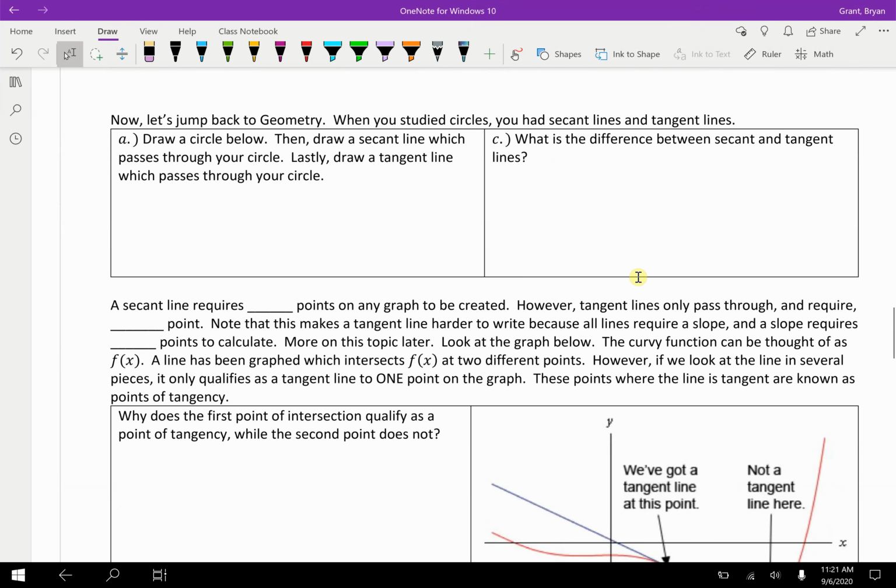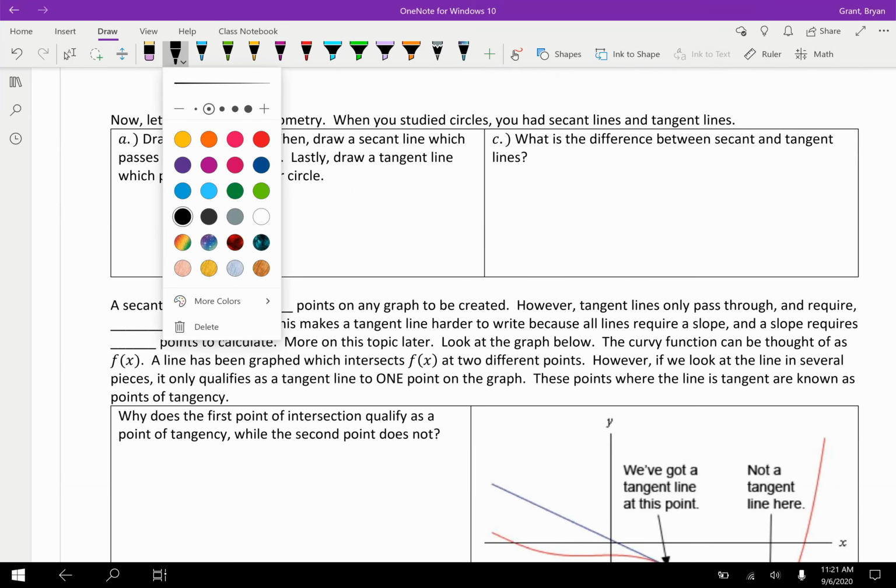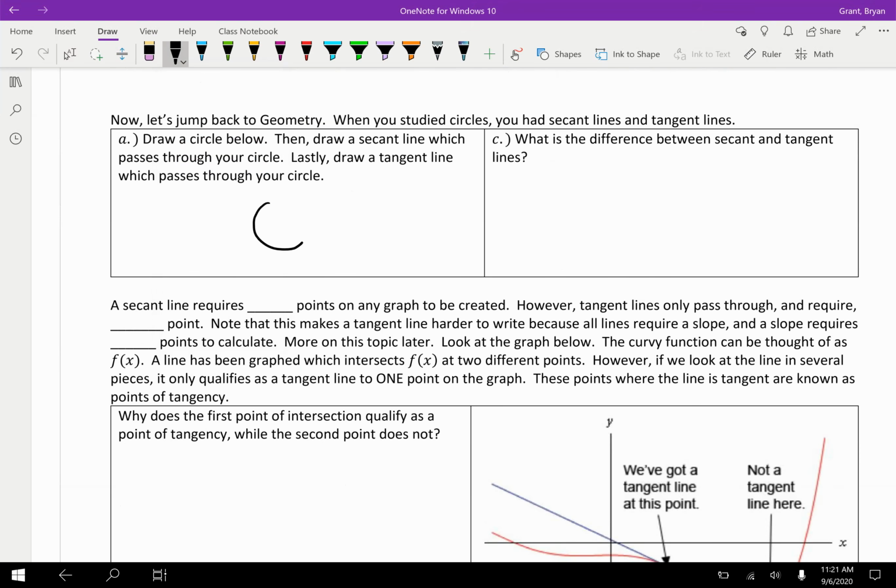Going back to geometry, oof, the scariest of all journeys. Well, when you studied circles, you had secant lines and tangent lines. So I'm going to go ahead and draw a nice pretty little circle here, and I'm going to keep it kind of small. Oof, not a great circle. I know there's a circle tool on here, but by the time I remember where it is and how to use it, I could have just freehanded one. So here is our circle.